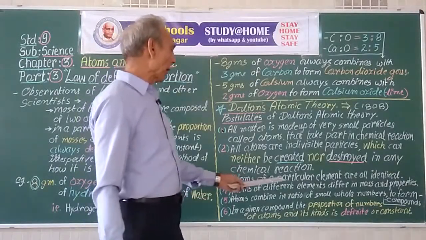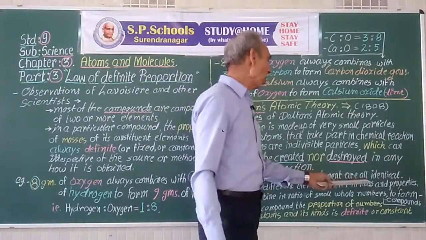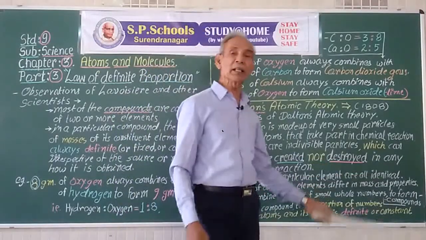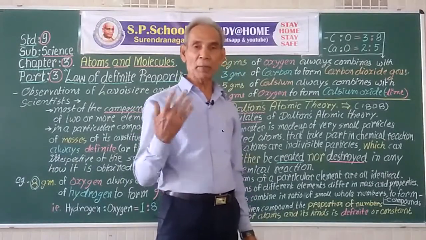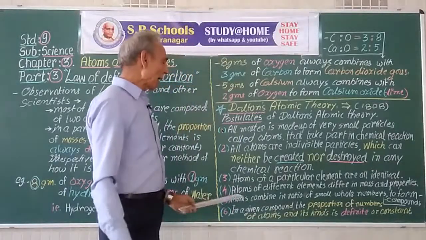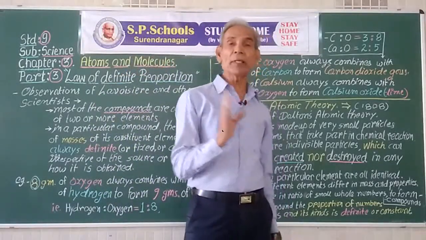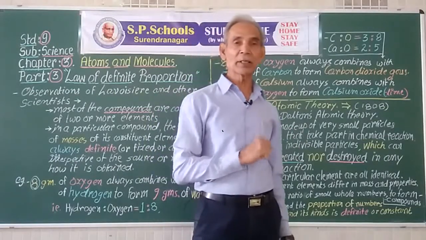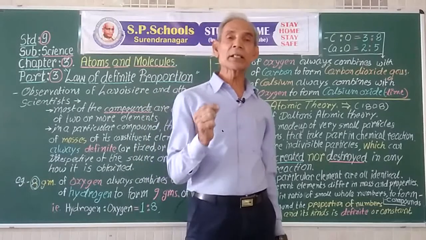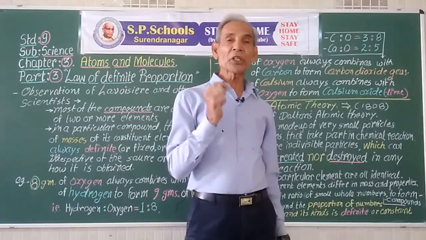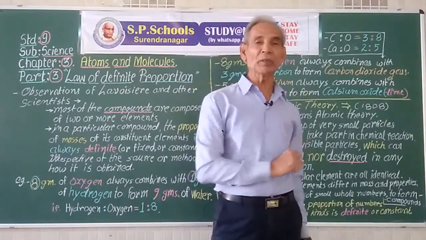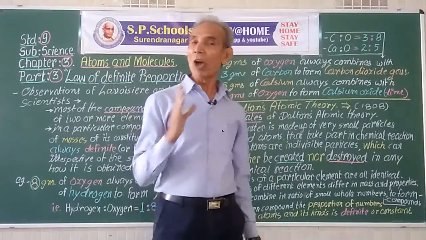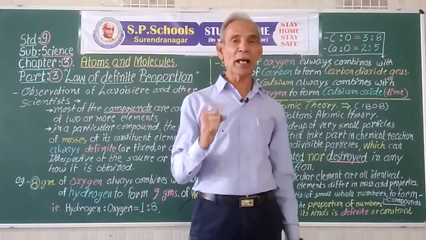Third postulate: atoms of a particular element are all identical. For an element, all atoms are identical in all respects, in mass, in chemical properties, in every respect. Atoms of different elements differ in properties and masses. An atom of hydrogen is different from an atom of oxygen in properties and masses. One atom of hydrogen is 16 times lighter than one atom of oxygen. So one atom of oxygen is 16 times heavier than one atom of hydrogen. But all atoms of hydrogen are identical. All atoms of oxygen are identical.